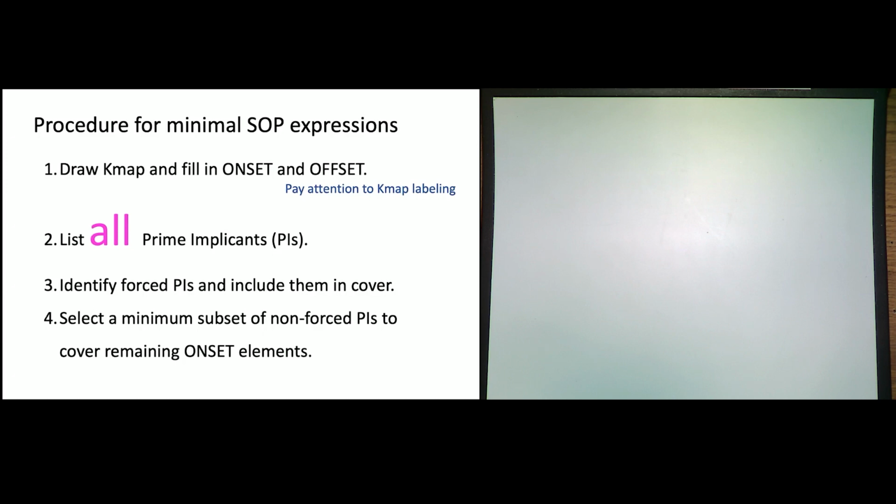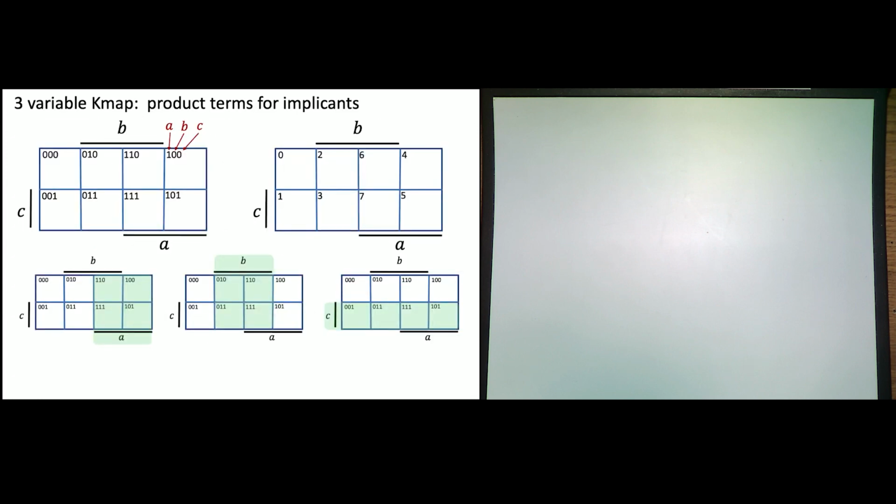But before I do that, I want to talk about how you figure out what product term corresponds to a particular rectangle. So let's say we have this particular rectangle. How do we come up with the product term for it? Well, if we look at it, is it in the region where A is 1?